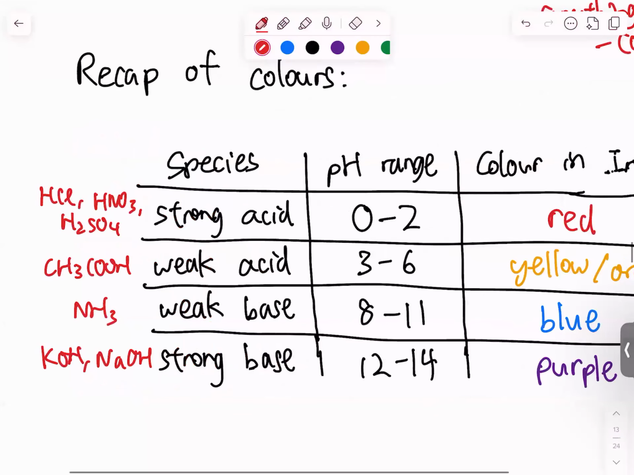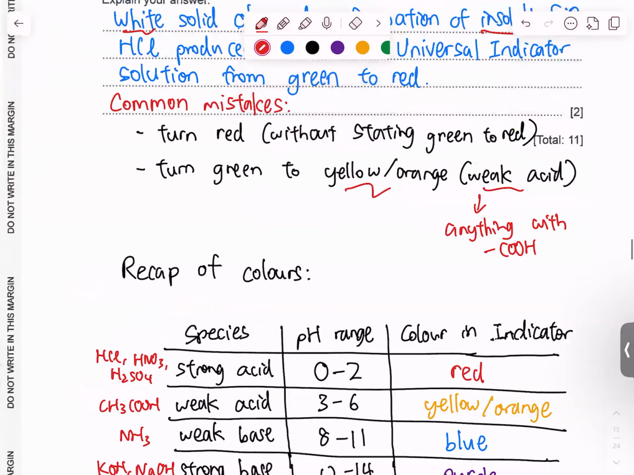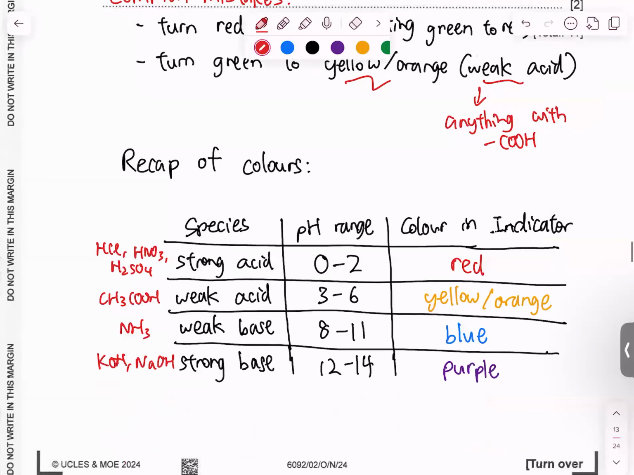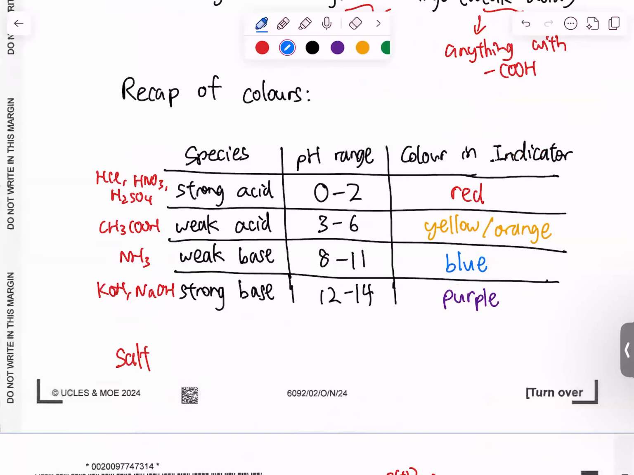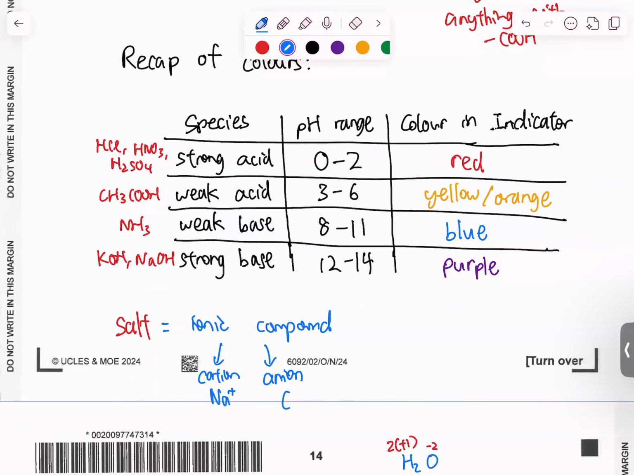Okay, so unfortunately, with the time, okay, silicon dioxide is not a salt, right? So salt, right? Salt is an ionic compound. Okay, salt is not a covalent compound, right? Salt is an ionic compound. Salt contains cation and anion. Okay, so for example, your Na+ and your Cl-. SiO2 is your giant covalent structure.